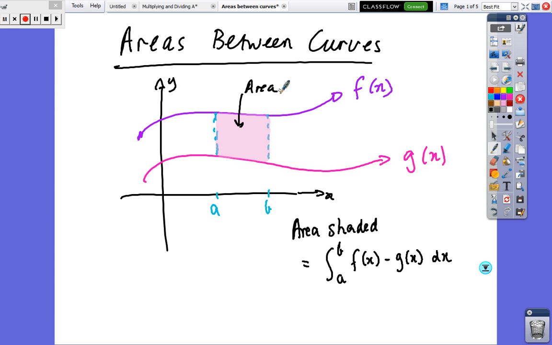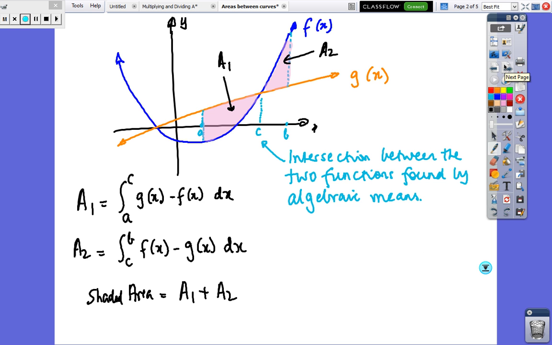So this shaded area is going to be defined as the integral from a to b along the x-axis of the top function minus the bottom function. Now in this particular case, f(x) is above g(x) for the entire domain, a to b. Okay, copy that down.